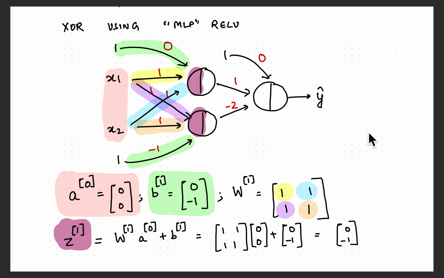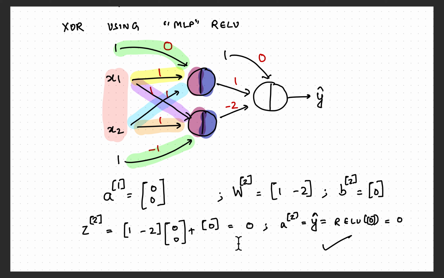Now we can compute the activation, which is ReLU. If you remember the definition, ReLU is just the max of 0 comma z, and it is applied element-wise. Which basically means you do max of 0 comma 0, which is 0, and max of 0 comma -1, which is 0. Thus the activation corresponding to the first layer is the vector [0, 0], right? Now we'll take this and move forward for this particular example.